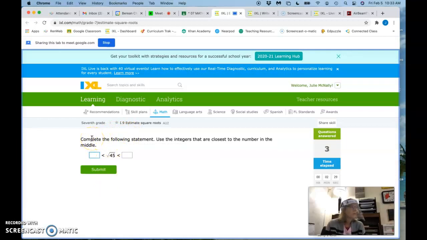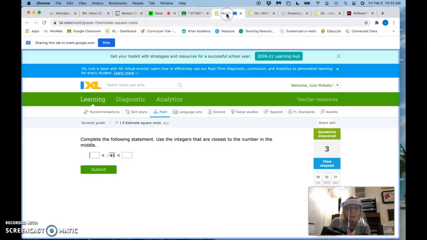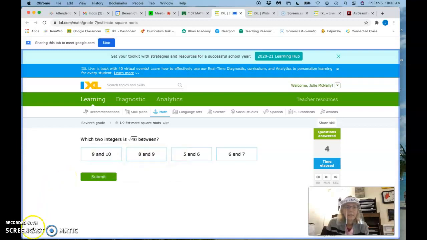All right, this one's a little bit different. Cameron, look at the board. What numbers would the square root of 45 fall between? 6 and 7. So we're going to put 6 in the first box, and we're going to put 7 in the second box. All right? And that's it for today.